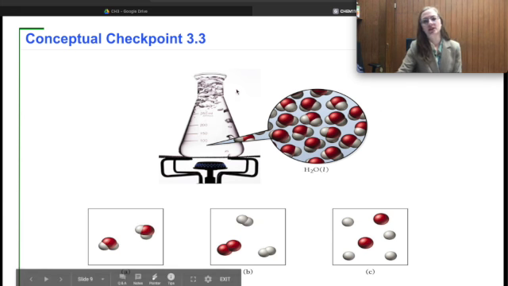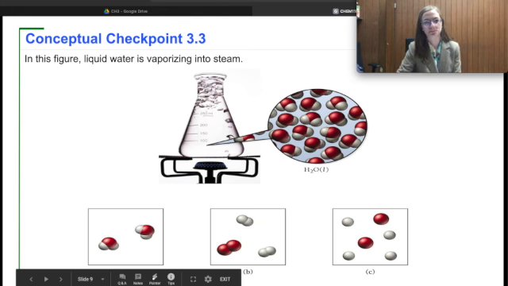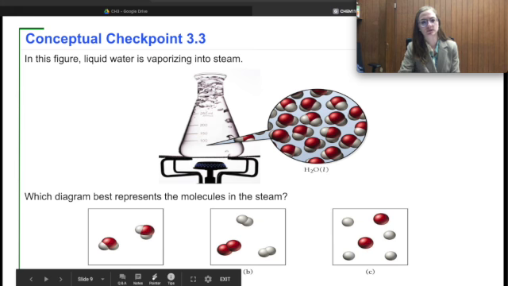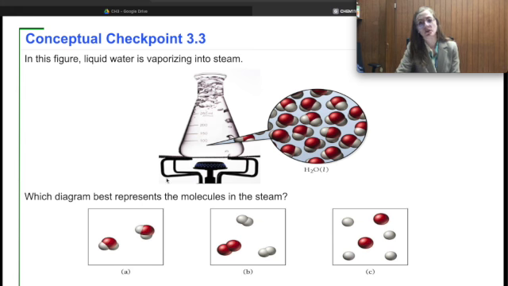So you can go ahead and take a look at this picture here and determine which one of these best represents when the molecules go from being liquid water and they vaporize into steam. So go ahead and pause, and then we'll talk through the answer to this conceptual checkpoint.